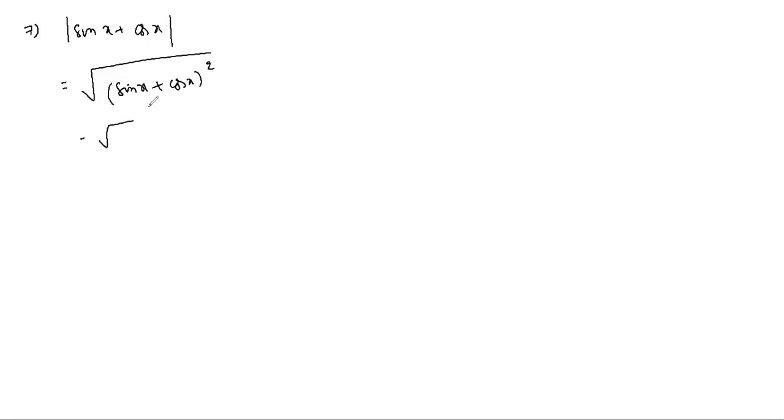What is the question number? 7, sir. The period of mod sin x plus cos x. Since the modulus is there, you can write this as the square root of sin x plus cos x whole square. The root of a whole square is mod of it. Now sin x plus cos x whole square is sin square x plus cos square x, which is 1, plus 2 sin x cos x. 2 sin x cos x we can write as sin 2x, so 1 plus sin 2x.